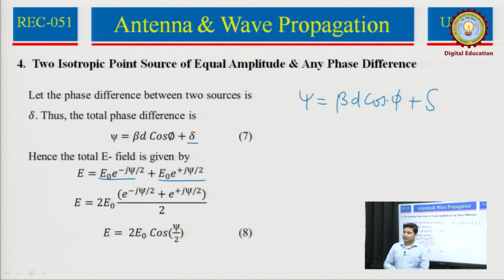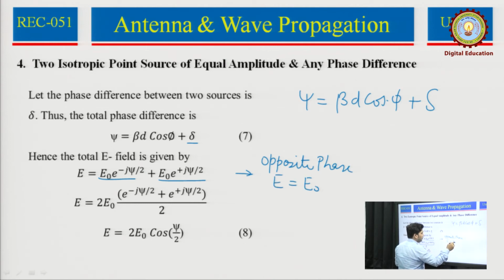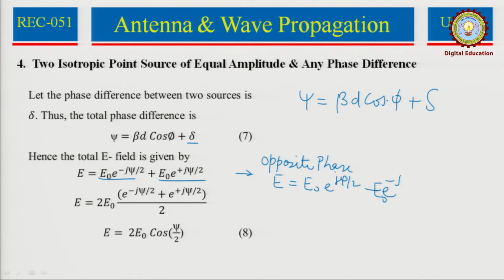Same phase oscillating in same phase, point source 1, the case number 1, or we can say for just the previous case, that is opposite phase. For opposite phase, this relation only changes: E naught e^(jψ/2) minus E naught e^(-jψ/2). The only change is this of phase.